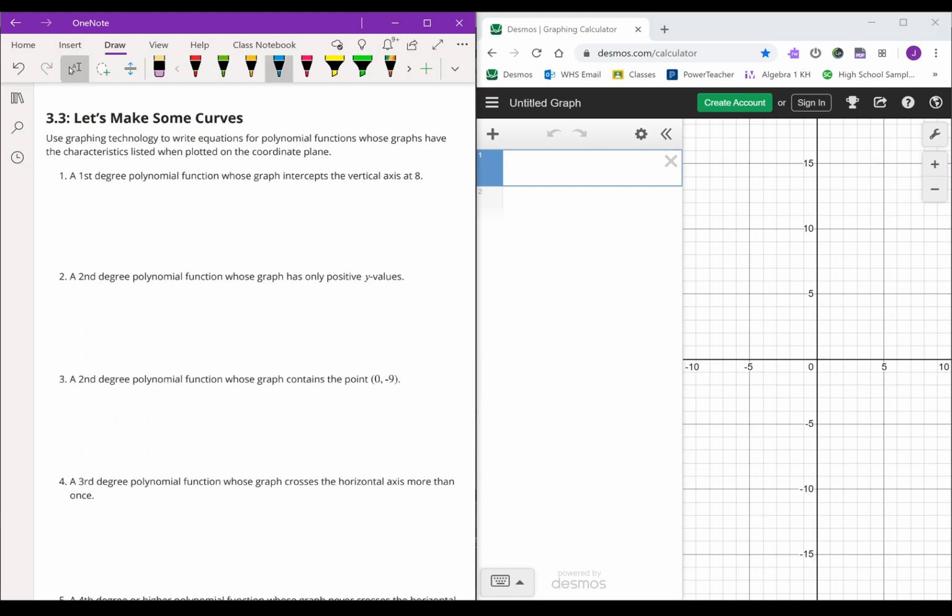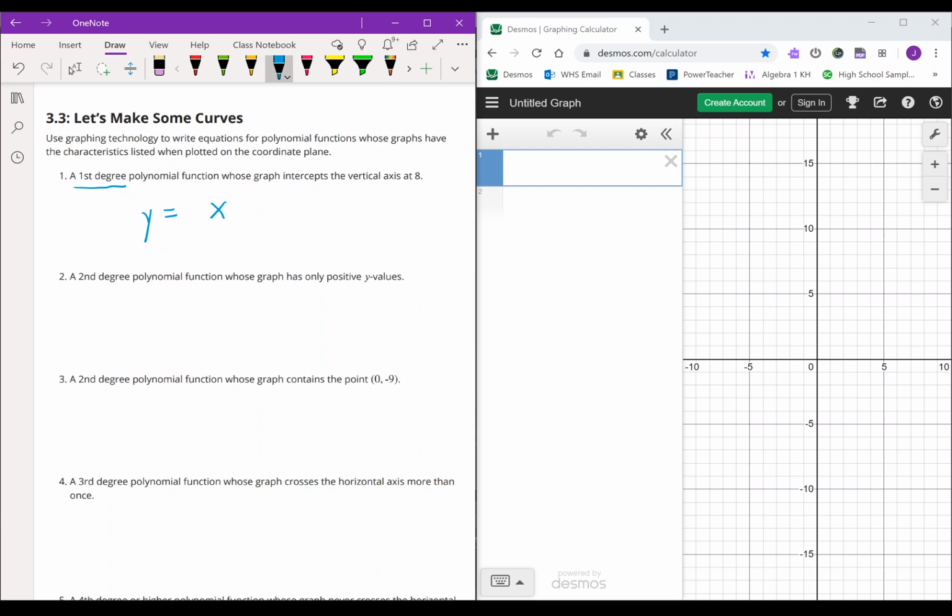Problem 3.3, we want to write some functions that have the given description. And we're going to use graphing technology, I'm going to use Desmos, to help us make sure that our graphs actually work. So in this first problem, we want to do a first degree polynomial. So first degree right off the bat tells me that my biggest exponent is 1. So in other words, my equation must be y equals just a regular x to the first power, invisible first power.